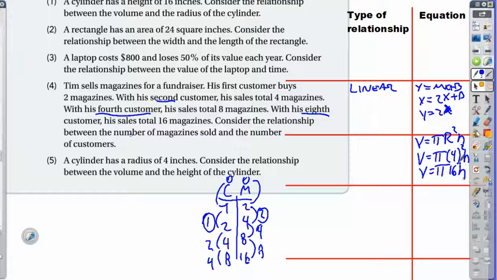Once I do this little bit of simplification, do I have a squared here? I do not. That means this is also linear, because I have no other exponents and I'm not dividing by a variable. All right, moving on to the next page.